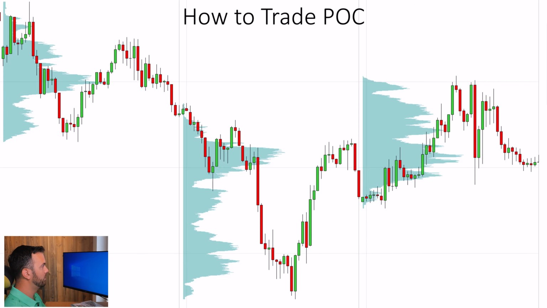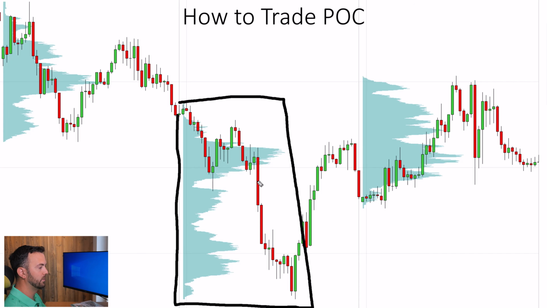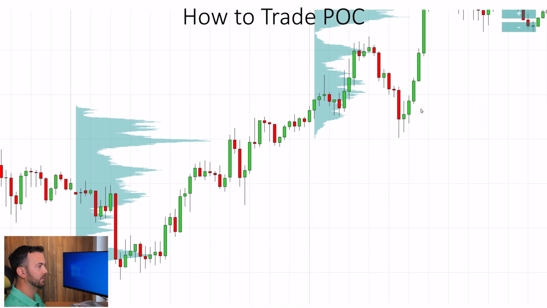There's also one more here. Take a look at this profile. It has the point of control right here. The price moves away from the point of control, makes a pullback to it, and this is where you enter short, right? So this is a short trade scenario.